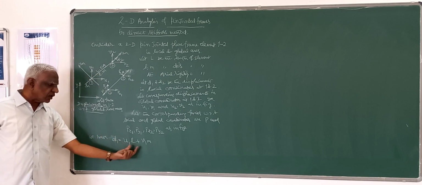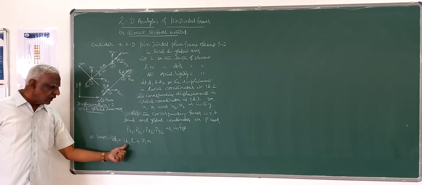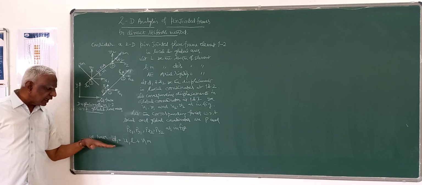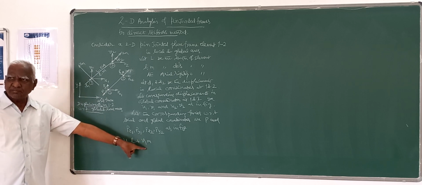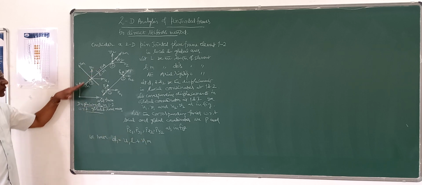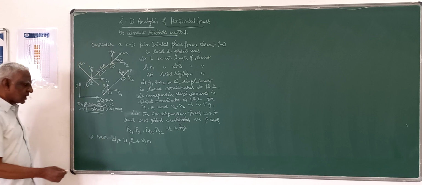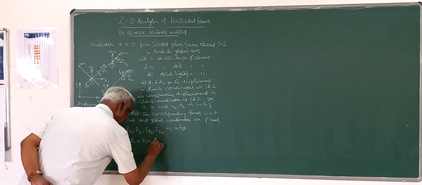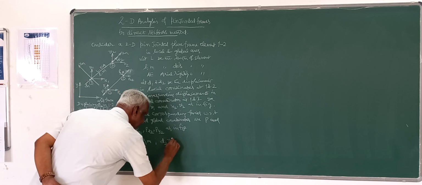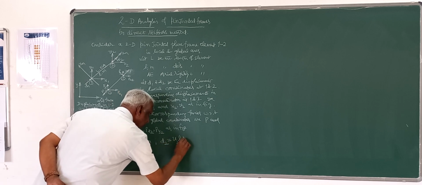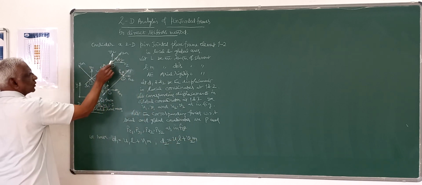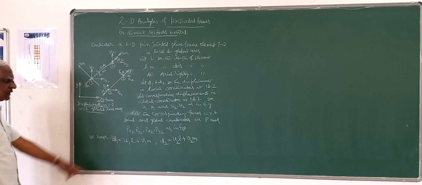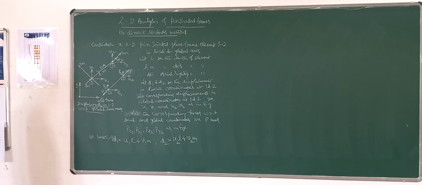The resultant component of the displacements with respect to global coordinates along the axis of the member, that is U1 L plus V1 M, should be equal to the local displacement D1. On similar lines, you can say D2 is also equal to U2 L plus V2 M. This is U2 L cos theta plus V2 M sin theta, that is nothing but U2 L plus V2 M.